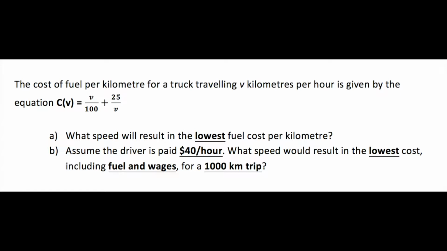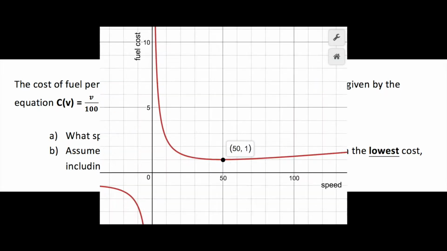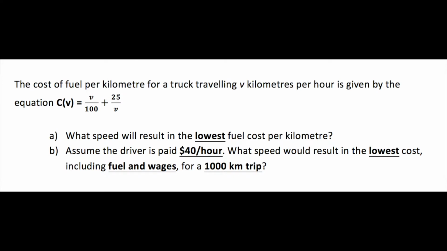So Part A is simply asking for the local minimum of the function that we just graphed. By just looking at the graph, we can determine the answer is 50 kilometers per hour, but in a few minutes I will show you how to get this answer algebraically using the derivative and its properties. In Part B, we must make a new equation that represents the cost of the trip, including both fuel and wages. Once we have completed that, we will do exactly the same thing as Part A, which is finding the local minimum of the function.